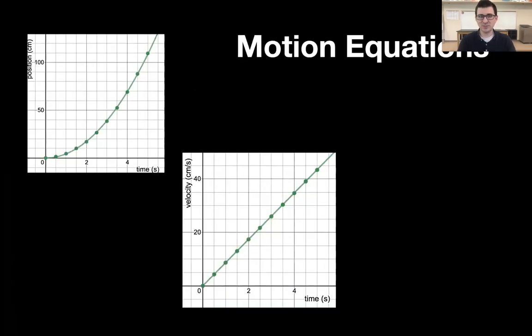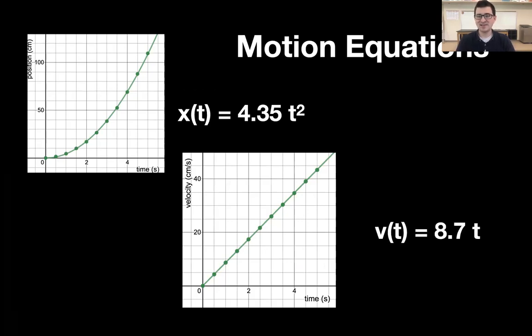So we can actually use Desmos to give us the equation of both of these graphs. Using the curve of best fit function, we can find that the position versus time graph has an equation of 4.35 t squared. So it actually does turn out to be quadratic. And then just using our classic old friend y equals mx plus b, we can find that the velocity versus time graph has a function of 8.7 t. So as time increases, the velocity increases at a constant rate. We've called that rate the acceleration.